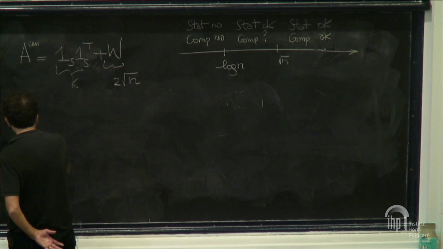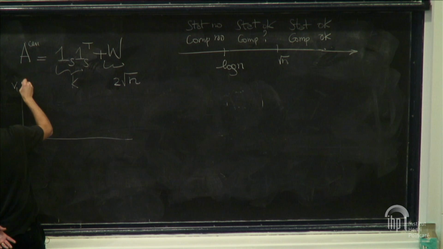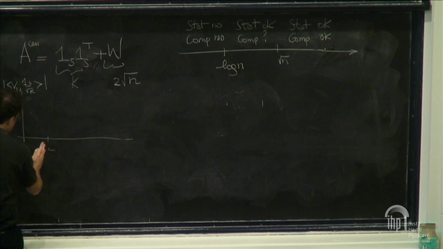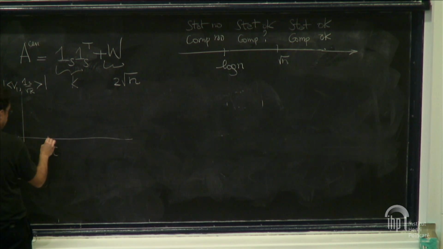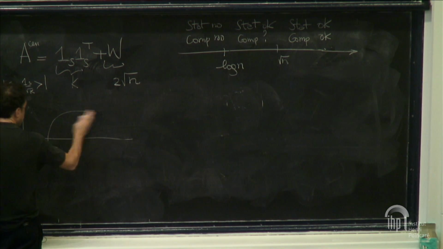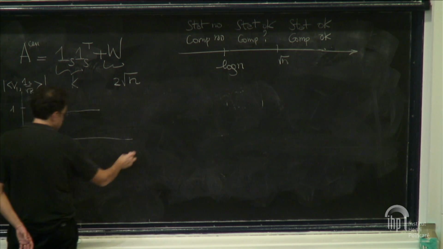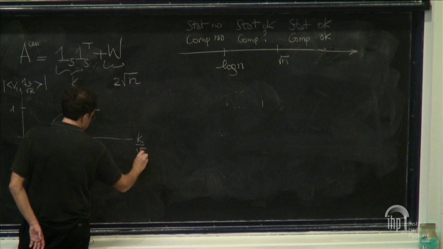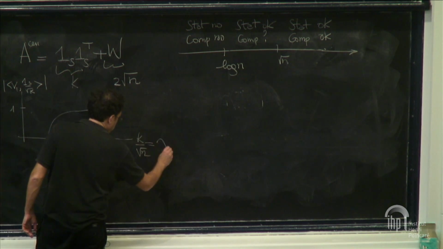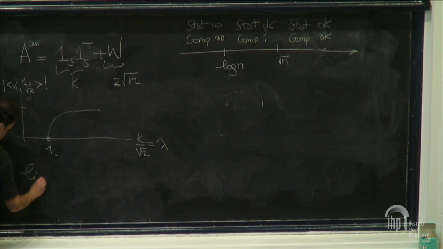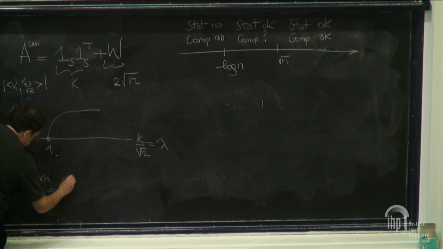Turns out that the correlation between V1 and 1 on S over square root of k looks like this. It's 0 below a certain threshold, and the threshold is square root of n with constant 1 in front, and then becomes positive above that threshold. Okay? And let's say that this is k over square root of n, and this is 1. So there starts to be a correlation when k over square root of n, if you call this lambda, becomes bigger than 1, and this correlation, I wrote it already in the last lecture, is something like this.